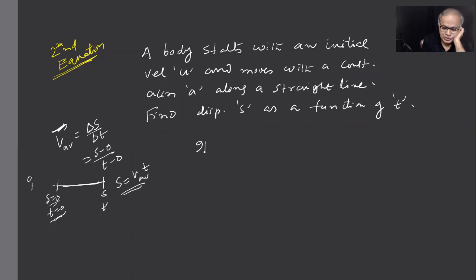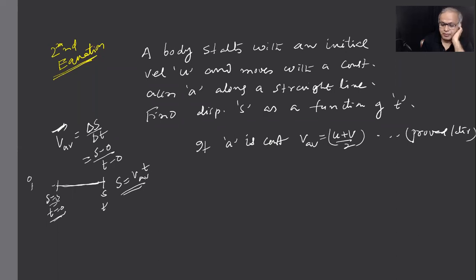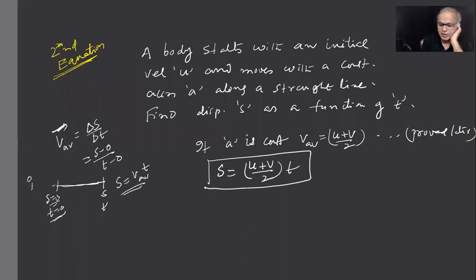If a is constant, see, average velocity is actually displacement by time, children. Try to understand. But if a is constant, later we'll show that V average will be u plus v by 2, initial velocity plus final velocity by 2. This will be proved later. Mathematically, we'll provide a proof for that. Therefore, s equals simply u plus v by 2 into t. So in this shape itself, I can use this formula many times.